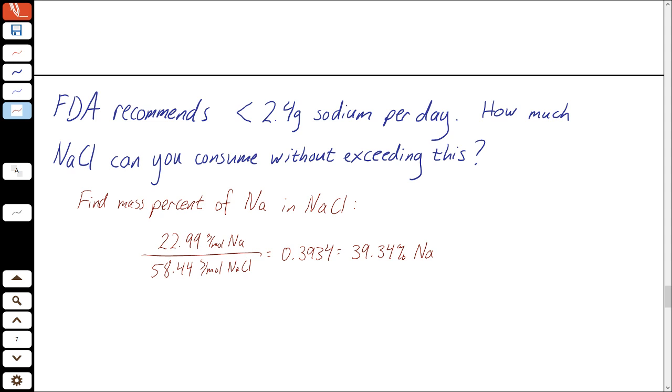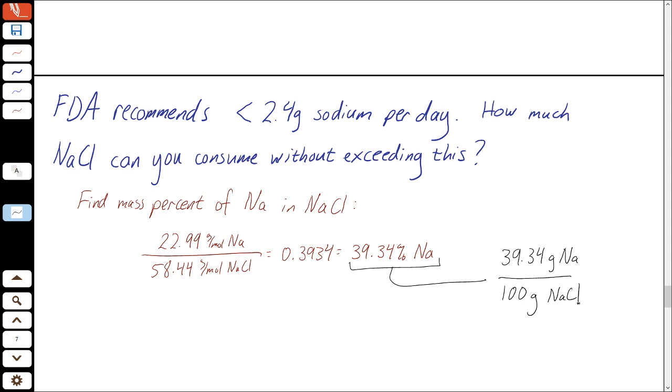All right. So let's think about that word percent. What does that mean? What is a percent? Measure out of 100, exactly. So another way of saying 39.34% is to say that there are 39.34 grams of sodium in every 100 grams of NaCl.